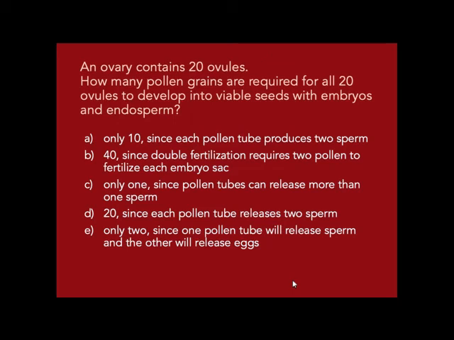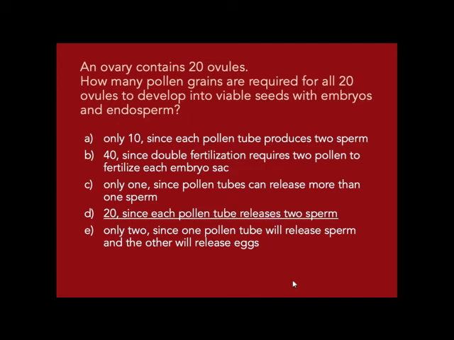But that generative cell makes 2 sperm, doesn't it? Yeah, it does. It makes a tube cell and it makes 2 sperm, right? So, you only need the same number of pollen grains as you have ovules, right? Yeah, I think that is the right answer.